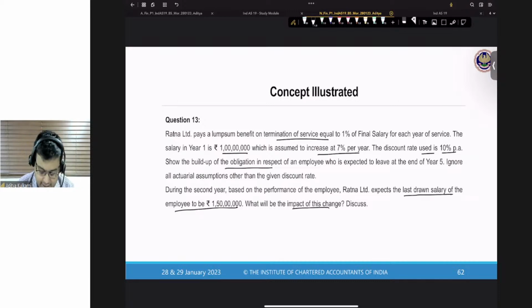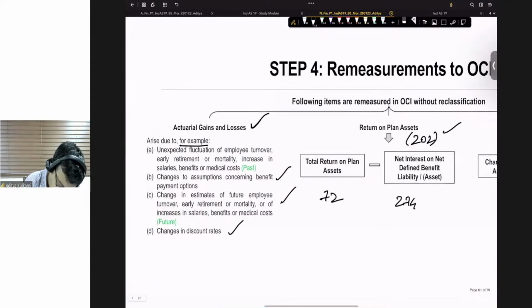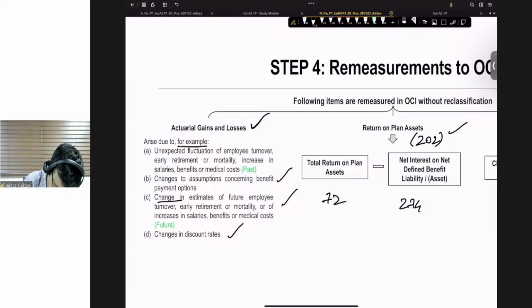So now in this case, what has happened is, in the initial case, we had done a similar question, but 1% had become 2.5%. This is not an assumption. This is a factual change. You've actually made a change to the plan to which the employee also is a party to it. And therefore, this has to go to the P&L. However, in this case, what is happening is your last drawn salary is expected to be 1 crore 50 lakhs. If you look at the question, change in estimates of increase in salaries, so that becomes an actuarial gain or loss.